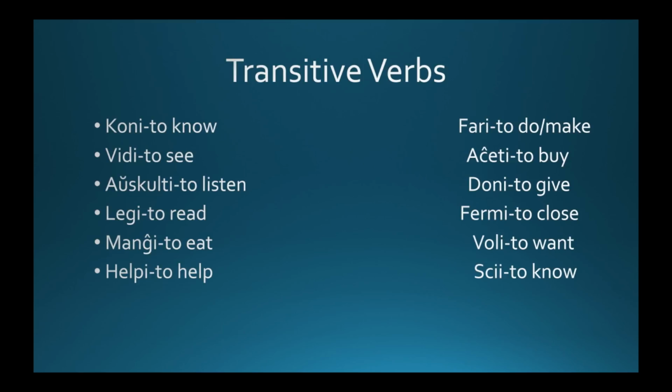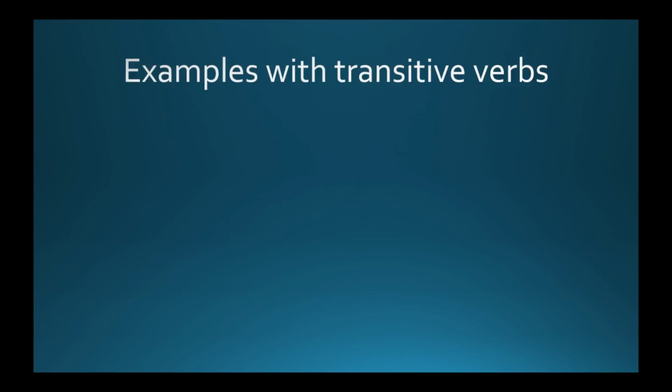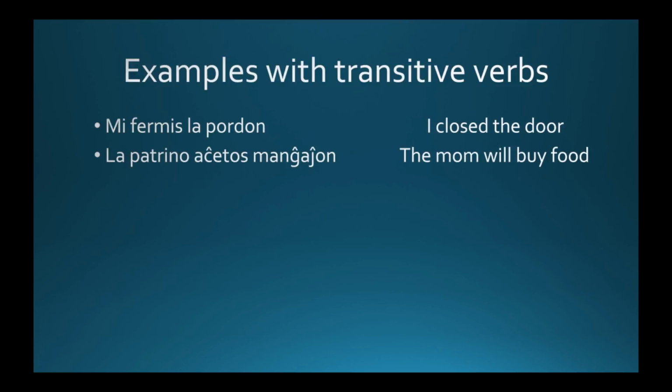Here's a small list of some common transitive verbs in Esperanto. Again, I'm going to use some of these in the following examples. You can pause the video right here if you want to read through all of them or write them down. And here's the examples with transitive verbs. Mi fermis la pordon. I closed the door. La patrino aĉetos manĝaĵon. The mom will buy food, or the mother will buy food.